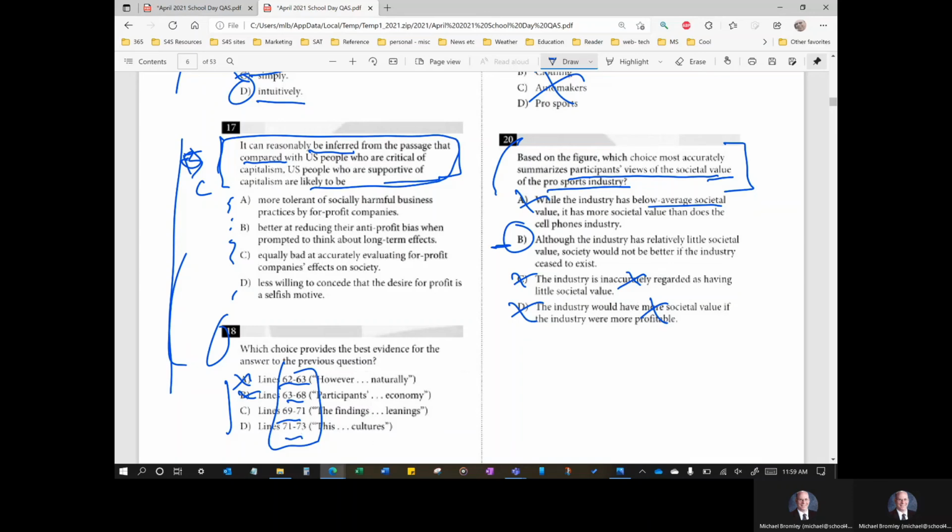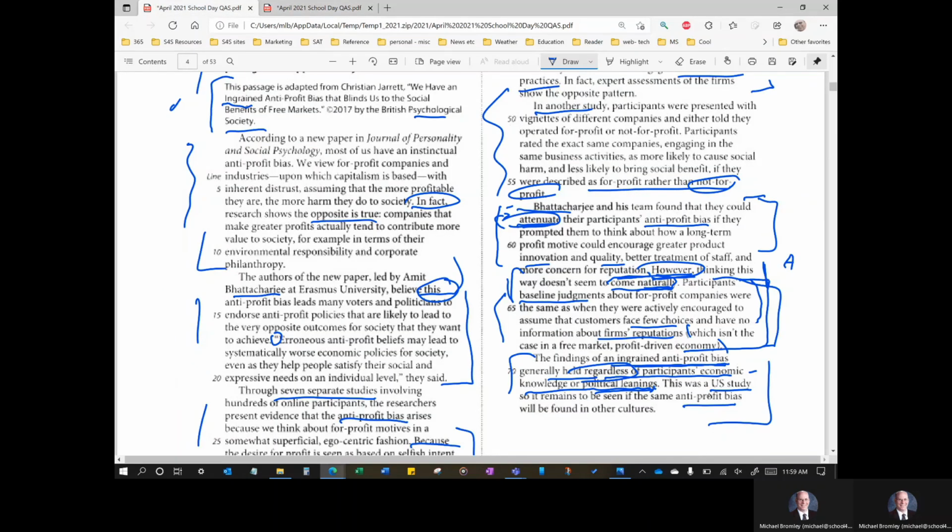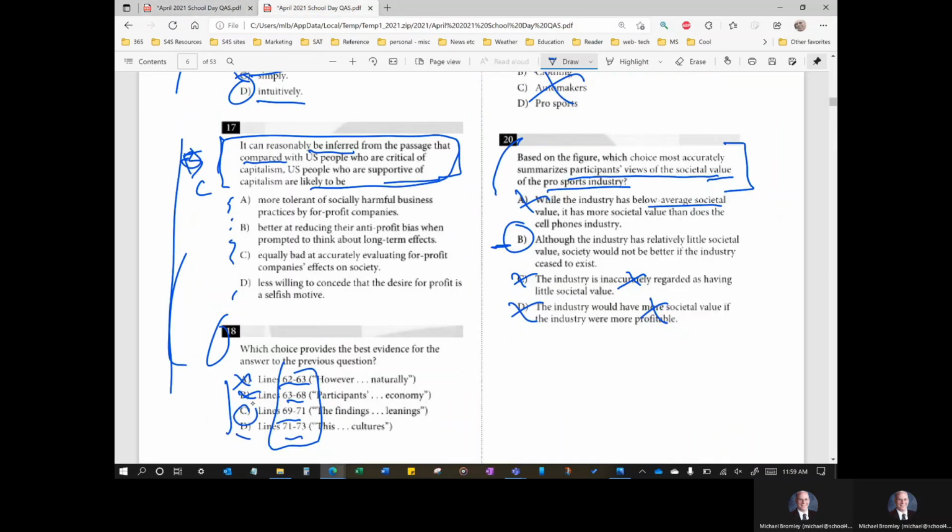71 to 73, this is two cultures. This was a U.S. study, so it remains to be seen if the same anti-profit bias is found. That doesn't address the question. So I'm stuck with C here on 18, even though I don't really think it talks about people who are critical of capitalism. But let's see what C does.